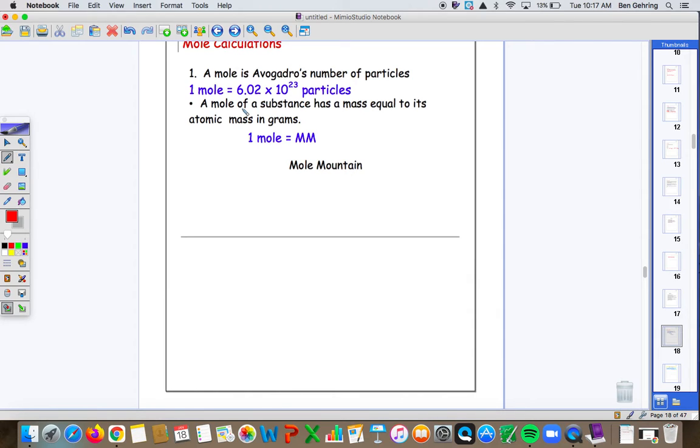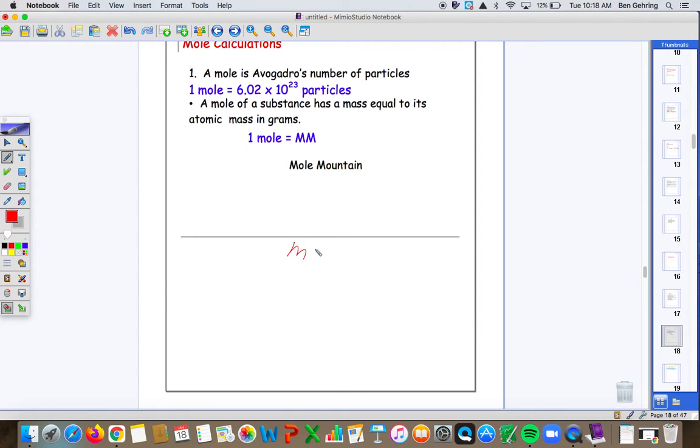So Mole Mountain is kind of the way that I use these different terms, and it's going to look like so. Maybe. Shoot, pen's not alive. Sorry, my pen's malfunctioning, but we're going to try it. Mole Mountain looks like this.